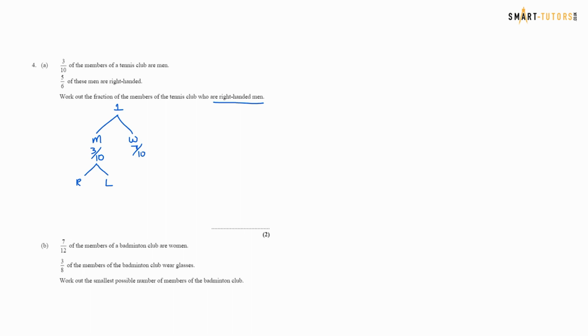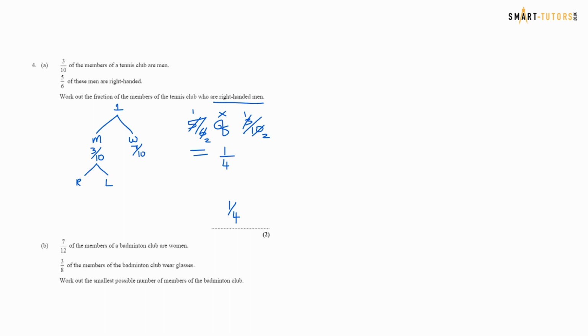So 5/6 of the men. So 5/6 of 3/10. If you simplify, 3 goes into 3 once and into 6 twice, 5 goes into 5 once and into 10 twice. Of means times. 1 times 1 is 1, 2 times 2 is 4. So a quarter of the tennis club are right-handed men.